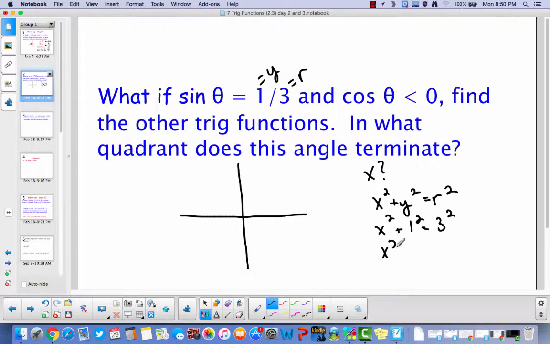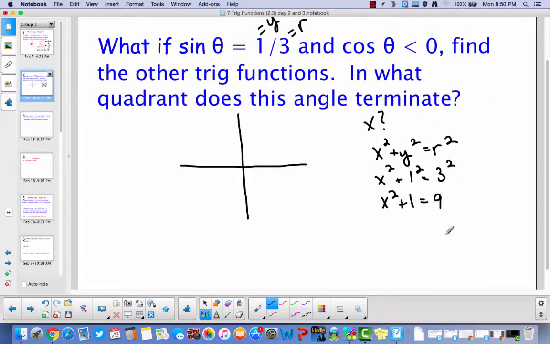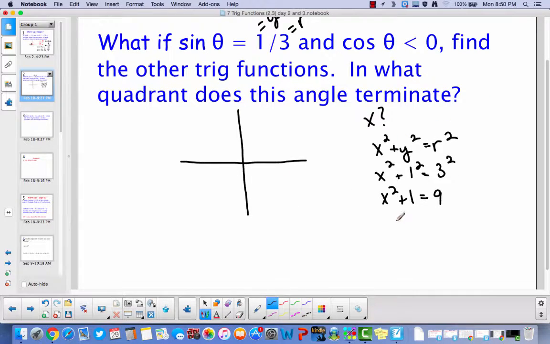So we get x squared plus 1 equals 9. Solving for x squared, we get x squared equals 8. Taking the square root of both sides, we get x equals the square root of 8, which is 2 square roots of 2. But now we need to go back because remember, square roots can either be positive or negative. And which value do we need? Well, if we're in the second quadrant, our x has to be negative.